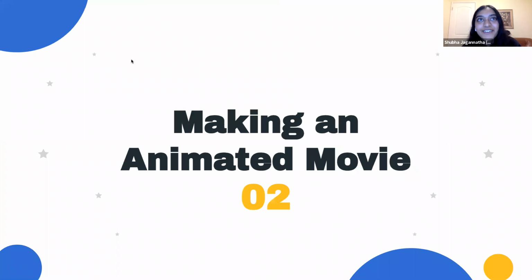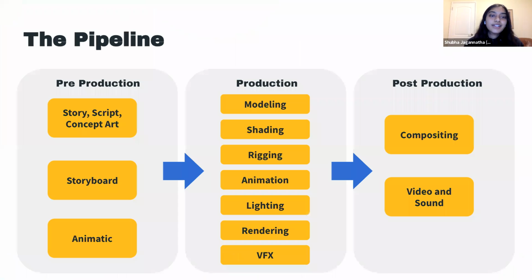All right, so with all of that homage to the history of 3D animation, now I want to actually dive into what goes into making a 3D animated movie. All right, so this is what's known as the pipeline. And the pipeline can basically be split up into 3 separate parts, which are pre-production, production, and post-production.